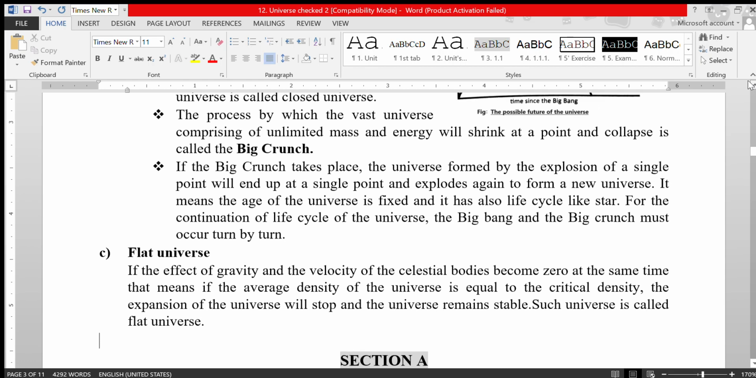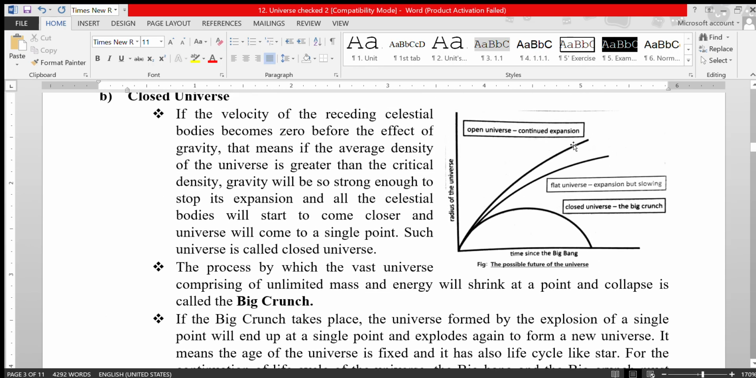Here is the picture of the open universe, flat universe and this closed universe.